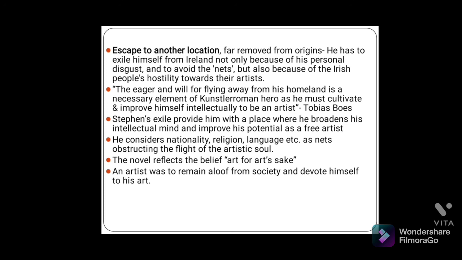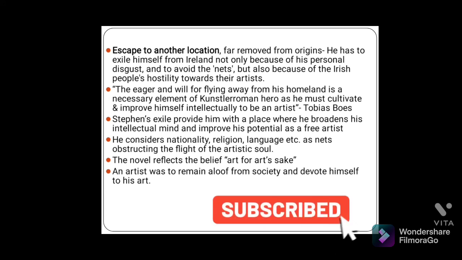The novel reflects the belief in art for art's sake. An artist was to remain aloof from society and devote himself to his art. So the artist should distance himself from society and devote himself completely to his art. So this has the ideals of aestheticism, that is art for art's sake. An artist should only focus on his art and not anything else. So the exile is also the exile that happened in James Joyce's life, that he also was in a self-exile, and he exiled himself from Ireland to Europe to become a free artist.